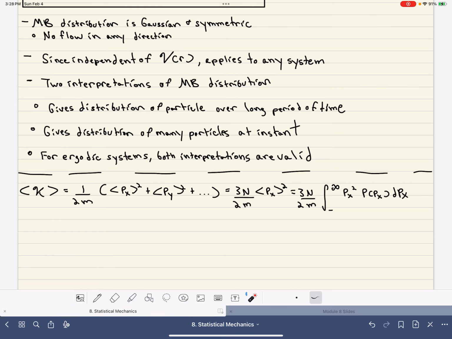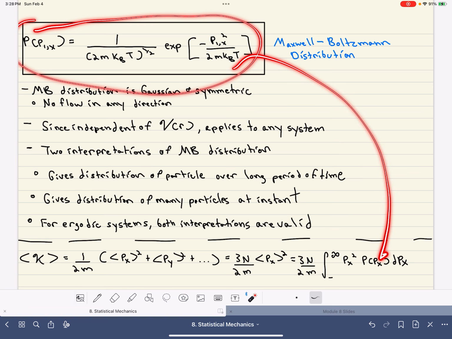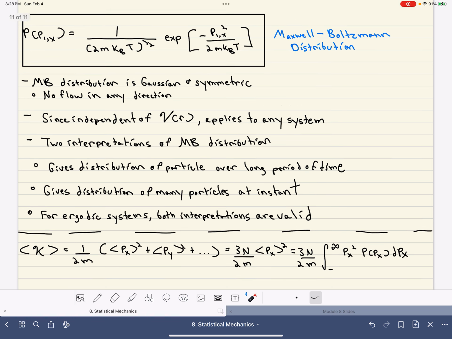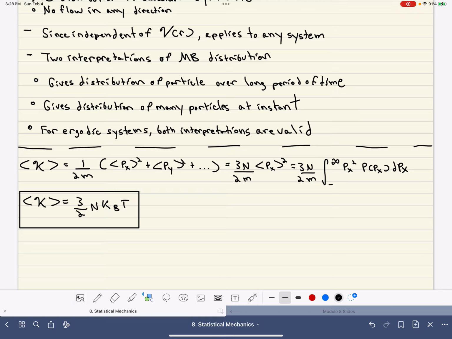Where you have your px squared there, and for the probability, you plug in the Maxwell-Boltzmann distribution. If you go through the math, which initially looks intimidating, you'll find that it ends up in a very elegant form: the average is just equal to 3/2 NkBT. So that's how you find the average kinetic energy of the system.